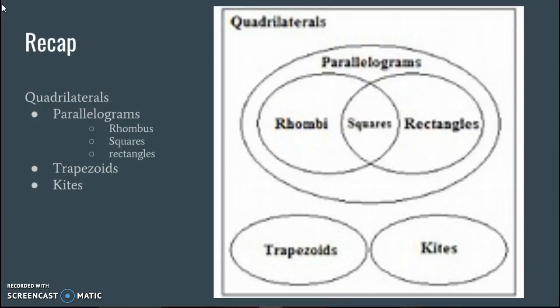Let's go over what we learned. Quadrilaterals are shapes and can be split up into 3 different groups: parallelograms, trapezoids, and kites. The group of parallelograms contains rhombuses, squares, and rectangles. On your screen, you can see a Venn diagram depicting what quadrilaterals are and their different categories.